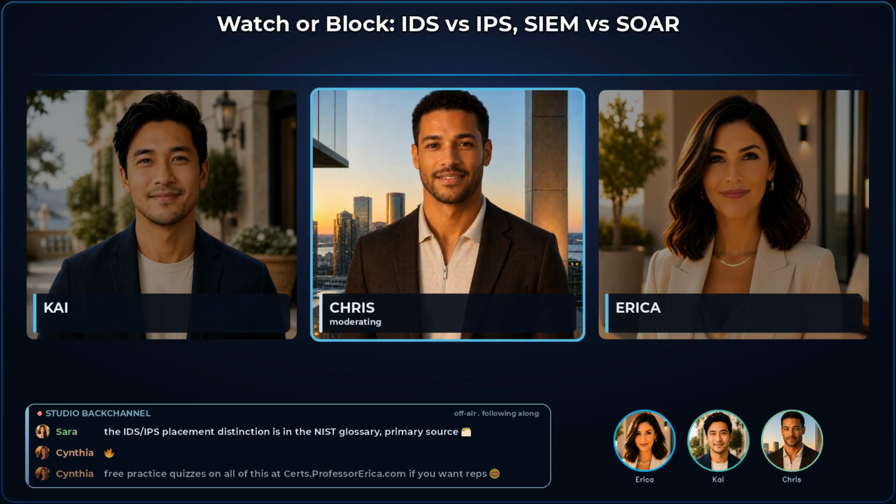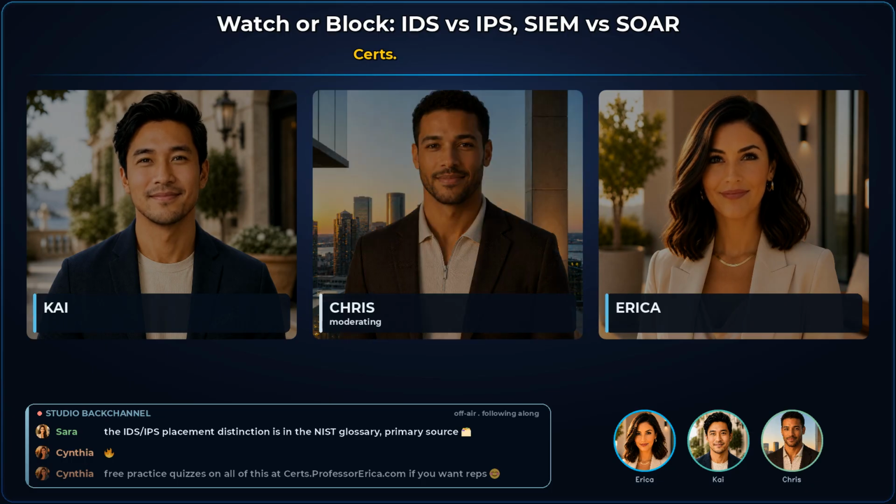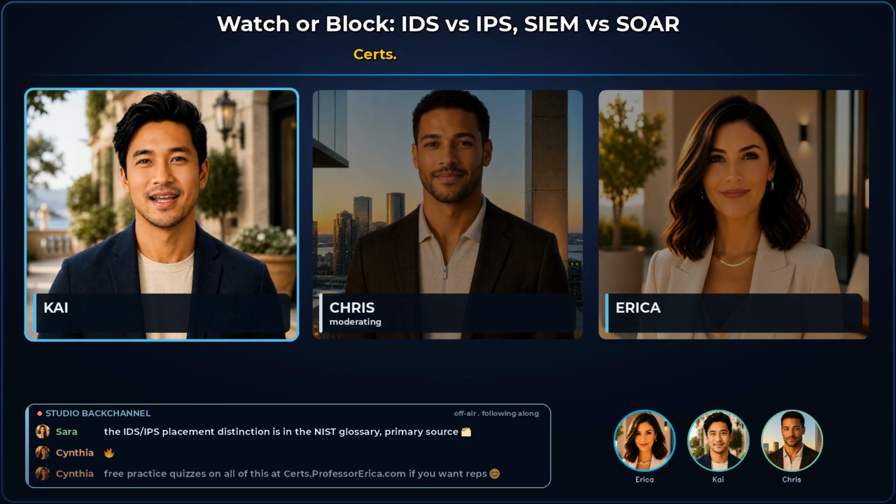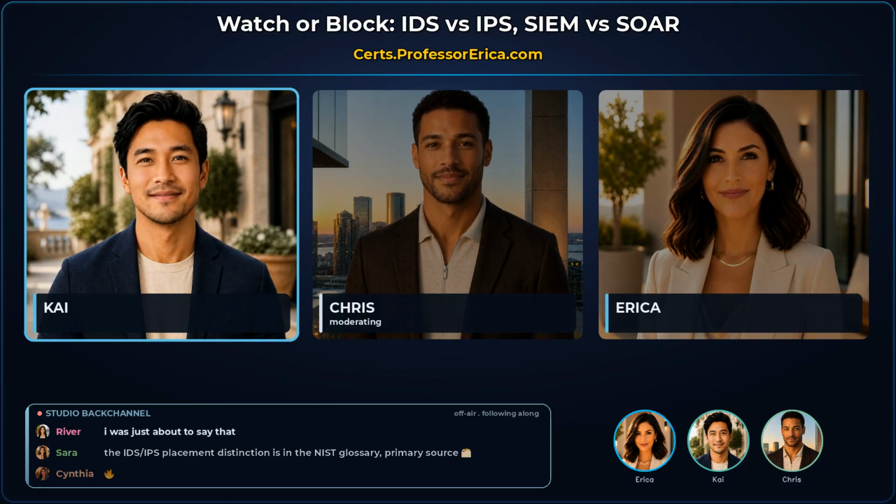Here is what is at stake, because this is not just trivia. One of these can stop an attack in progress and the other only raises its hand. So before anyone picks a side, Kai, lay out the case for detection only, the IDS. The case for IDS is that it sits out of band on a copy of the traffic so it can never break your network. It watches everything, alerts on what looks wrong, and a human decides. It is the smoke detector. It will not put out the fire, but it also will never accidentally lock you out of your own house, and it never becomes a bottleneck.